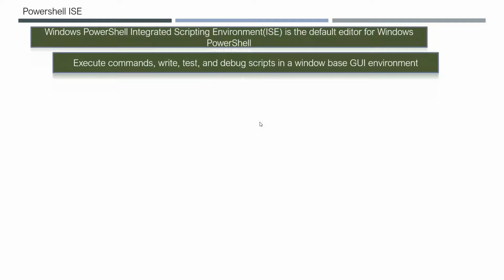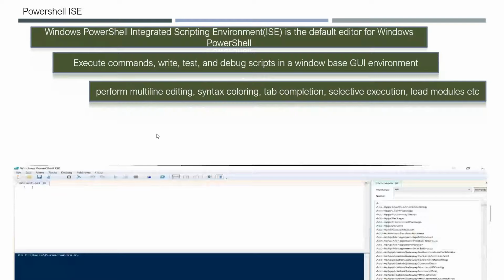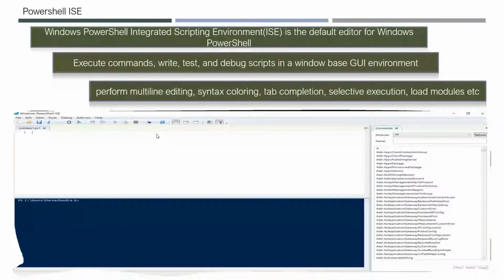The way you work in Visual Studio for writing .NET code, the way you use Eclipse for writing Java code, you can do the same thing in Windows ISE for writing PowerShell scripts. This is your Windows PowerShell ISE, basically. Let's go ahead and try to use it.